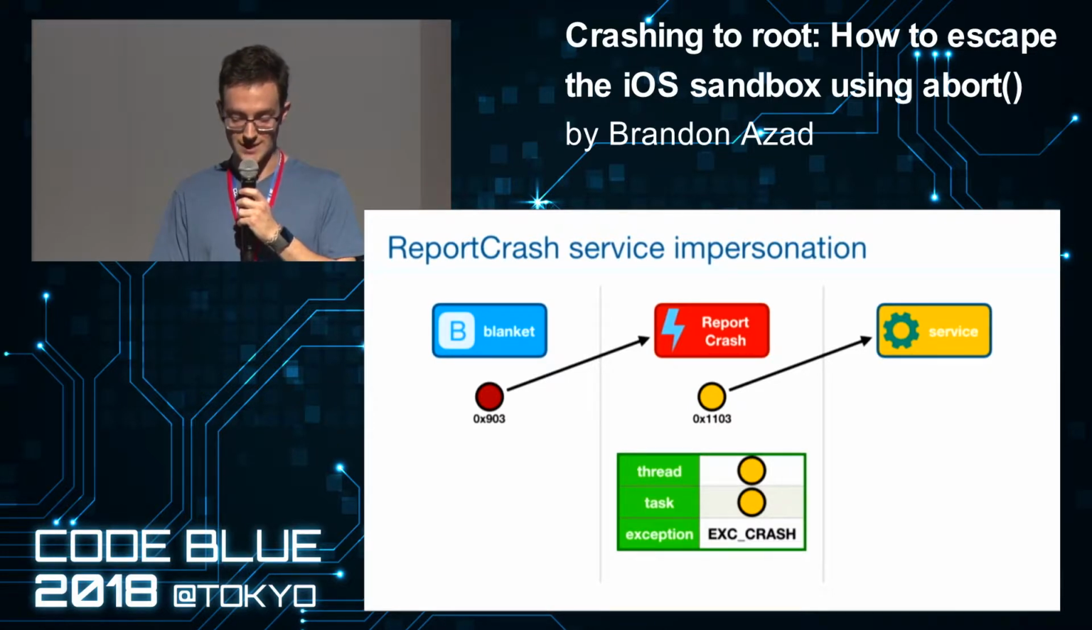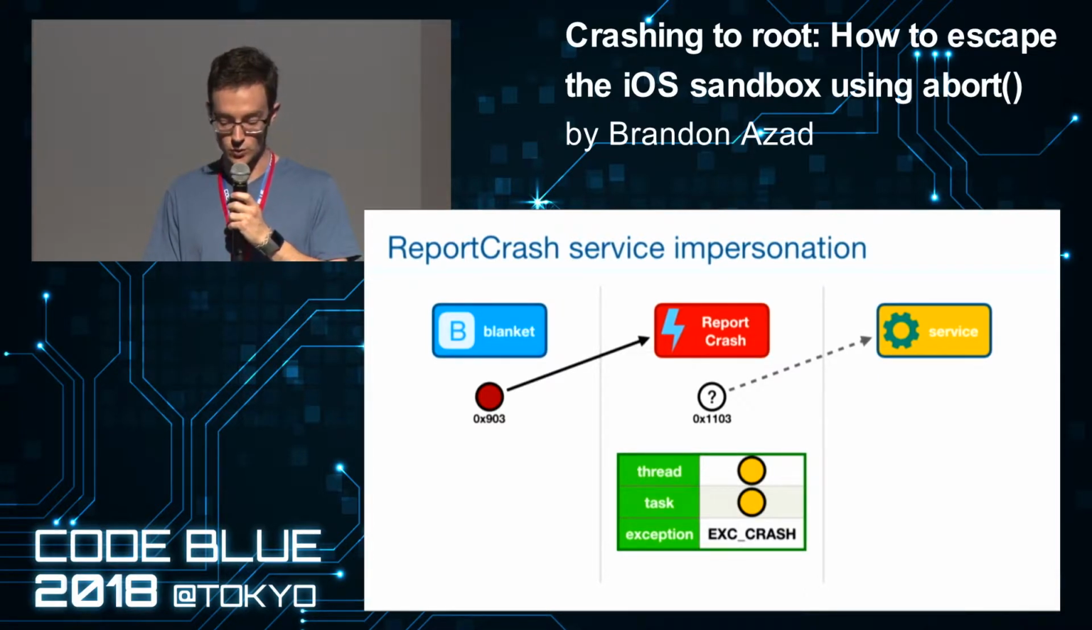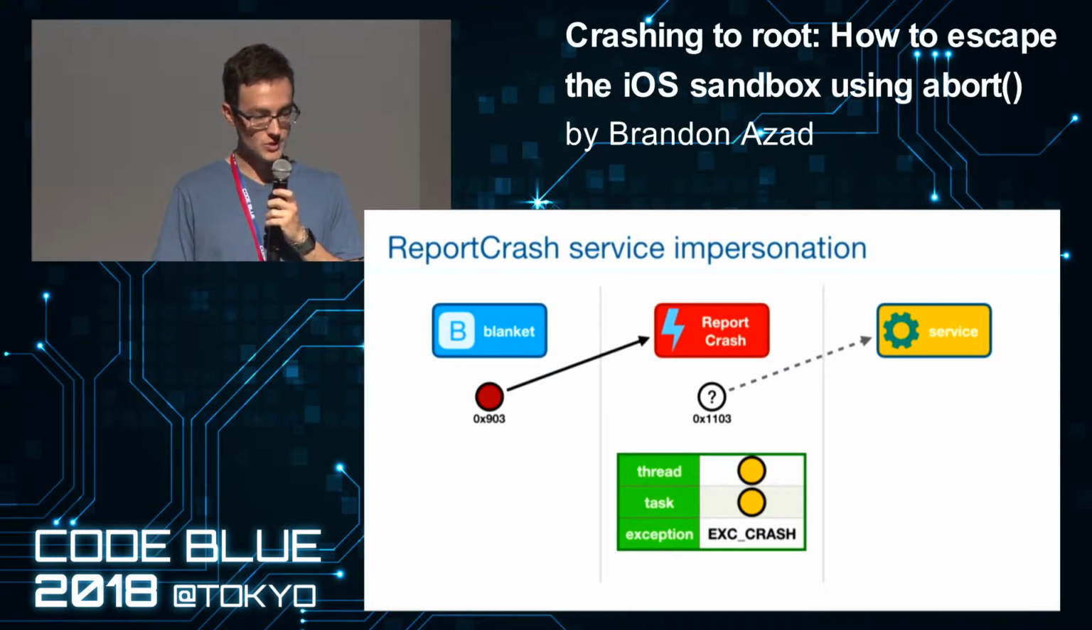This causes the thread and task ports in the message, which are really send rights to the service, to be over-deallocated. And this will inadvertently free reportcrash's send right to the service. Reportcrash thinks that the target port still refers to the service it was just talking to, but we've used the vulnerability to drop its reference count to 0. So the port is freed, and the port name becomes available for reuse.